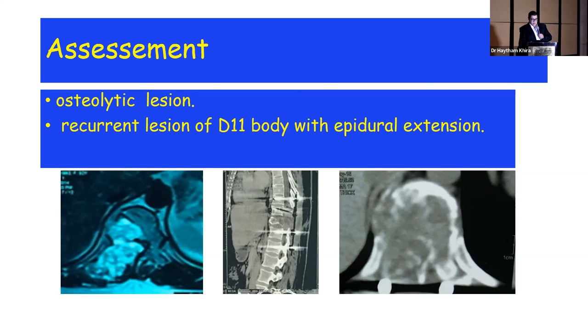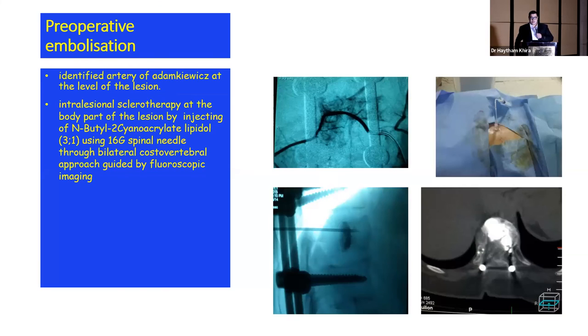The patient went to the interventional radiology unit and they did embolization; they found the artery of Adamkiewicz at the level of the lesion, so he refused to do embolization. What will you do? I will go either for a costotransversectomy, excision of the lesion, or combined posterior decompression, and then mini thoracotomy, corpectomy, and implantation of an expandable cage.